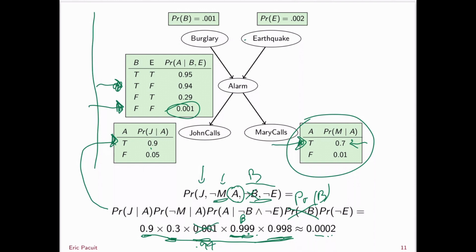And we're assuming B is true, so instead of 0.99, this is going to be 0.001. And then now we still have the probability of not E. So doing that calculation would give you the probability that there is somebody breaking into my house, the alarm is going off, Mary didn't call, but John did call.